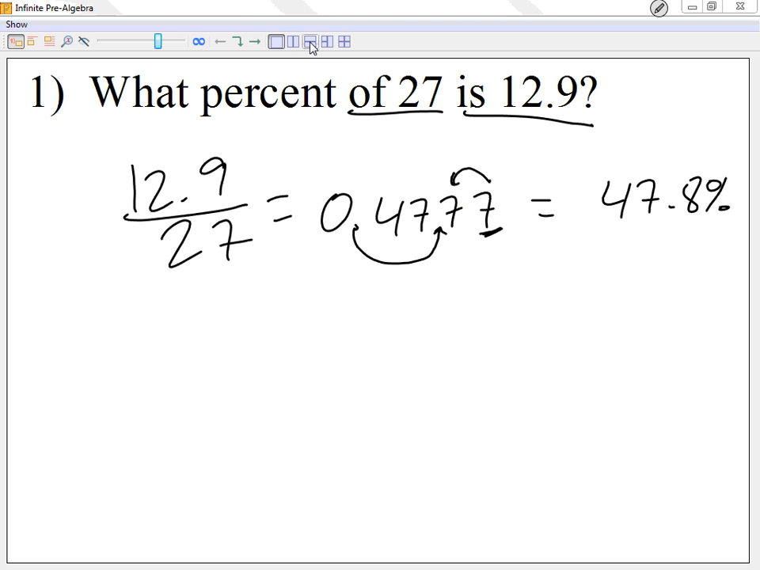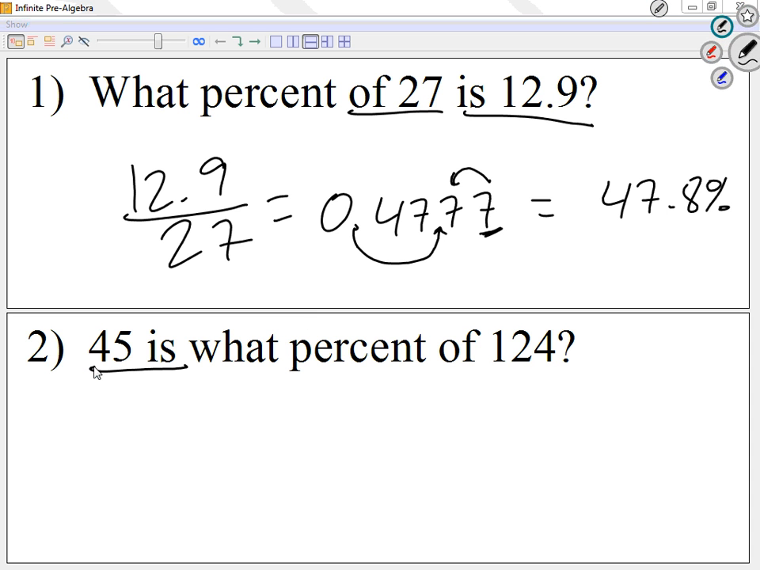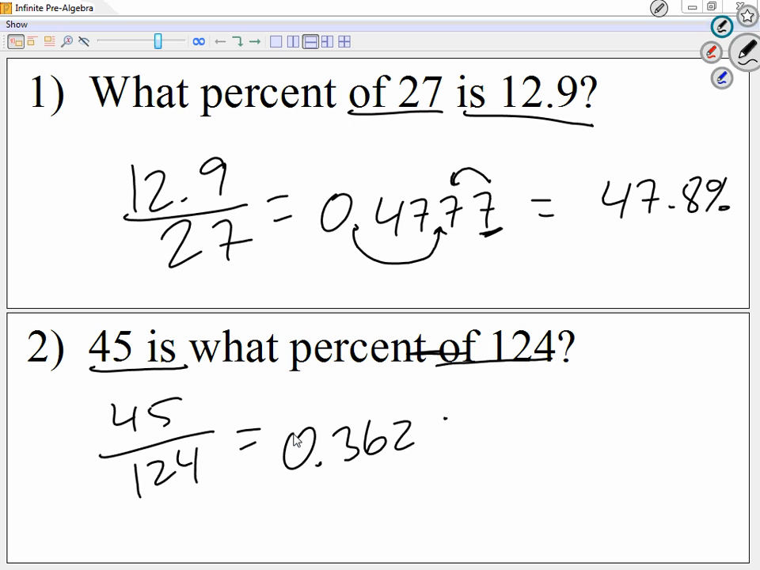If we look at question number 2, in this case my is 45, and then my of is 124. So I'm going to go 45 divided by 124. I get the first four numbers that I see are 0.3629. Have to move the decimal two places to the right because the 9 is big enough. This other number is going to go up. So I'm going to call this 36.3%.